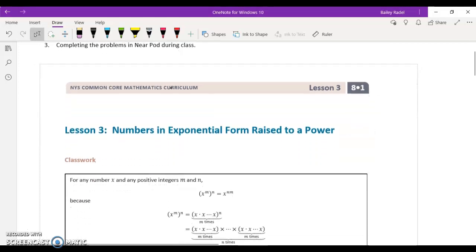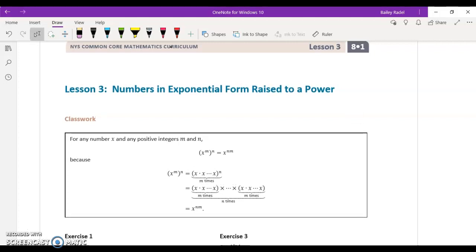Let's get started. Lesson 3. Numbers in exponential form raised to a power. So in this box, it gives our law of exponents in the math language. Let's choose some numbers so that it is easier for us to see what the law is. So go ahead and draw a line right down this box, and let's translate it into numbers instead of variables.